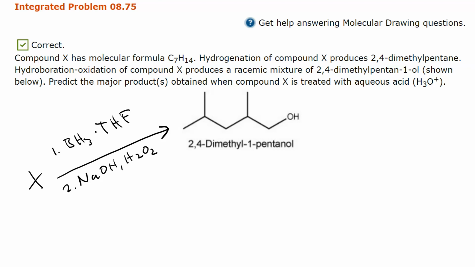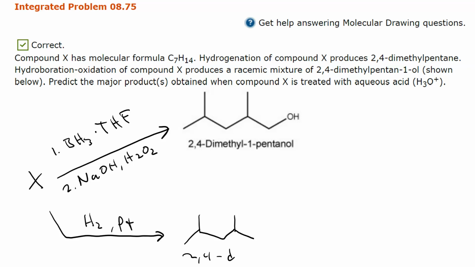We also have hydrogenation produces 2,4-dimethylpentane, so that would be H2 and Pt. So there's your 2,4-dimethylpentane.